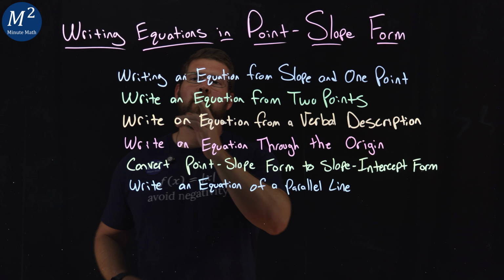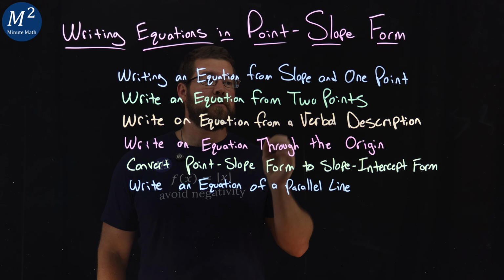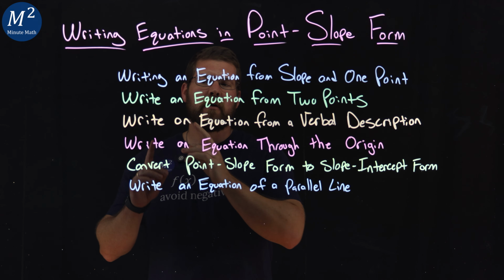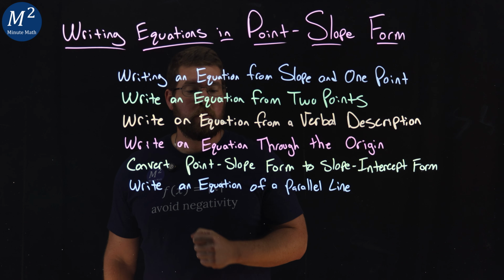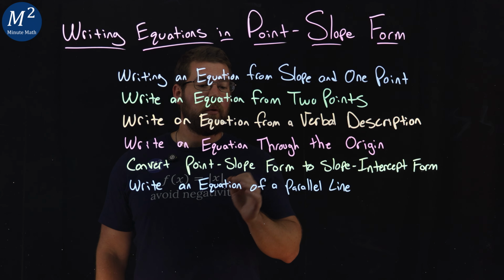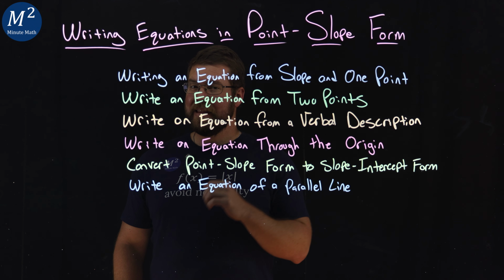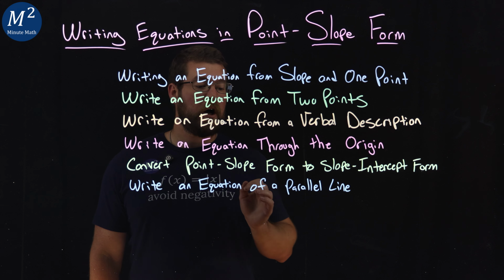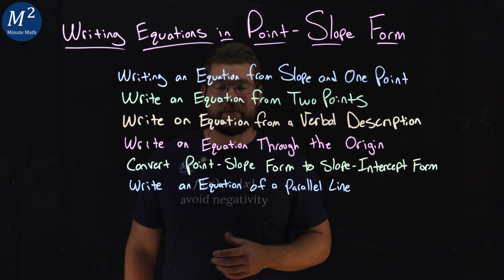In this video, we're going to write an equation from slope and 1 point. We're going to write an equation from 2 points. Then we're going to write an equation from a verbal description. We're then going to write an equation through the origin. We're going to convert point-slope form to slope-intercept form. Then, and lastly, we're going to write an equation of a parallel line. So, when you're ready, let's get started.